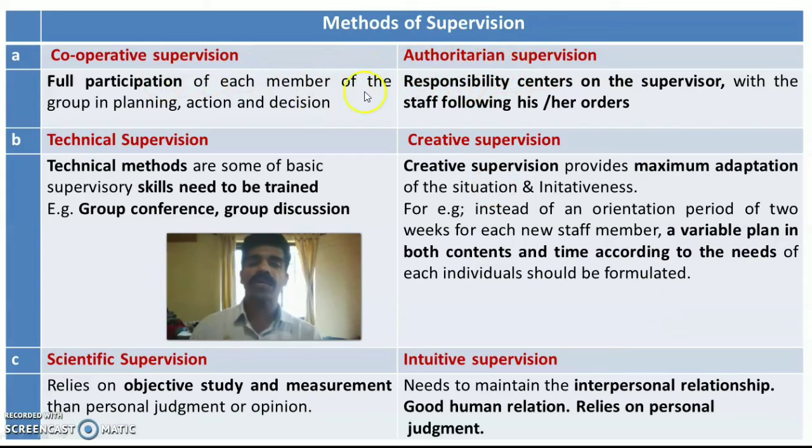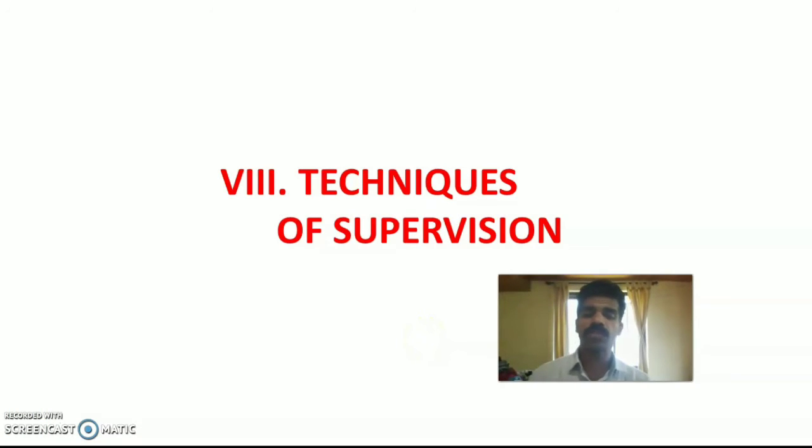So authoritarian supervision is just opposite to the cooperative supervision, and creative supervision is just opposite to the technical supervision, and intuitive supervision is just opposite to the scientific supervision. So these are the differences between cooperative supervision and authoritarian supervision, technical supervision and creative supervision, and scientific supervision and intuitive supervision.